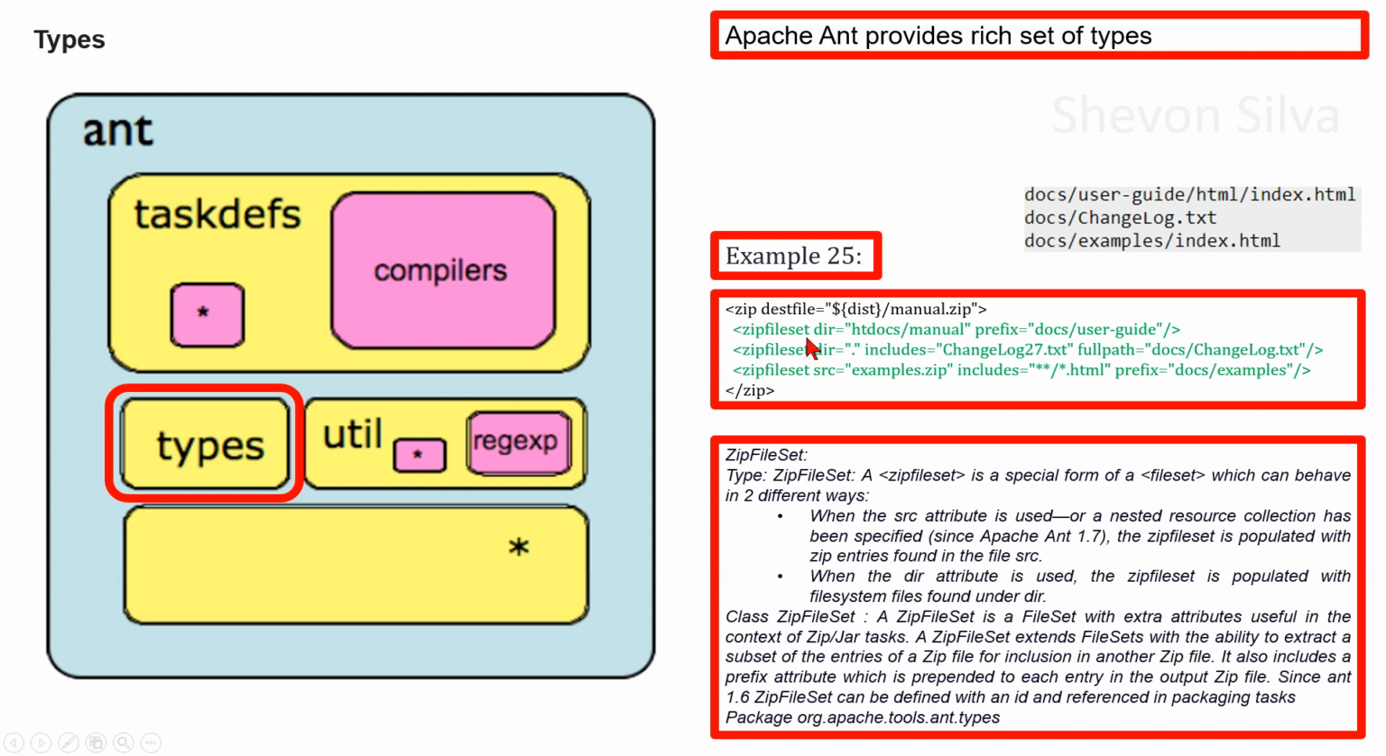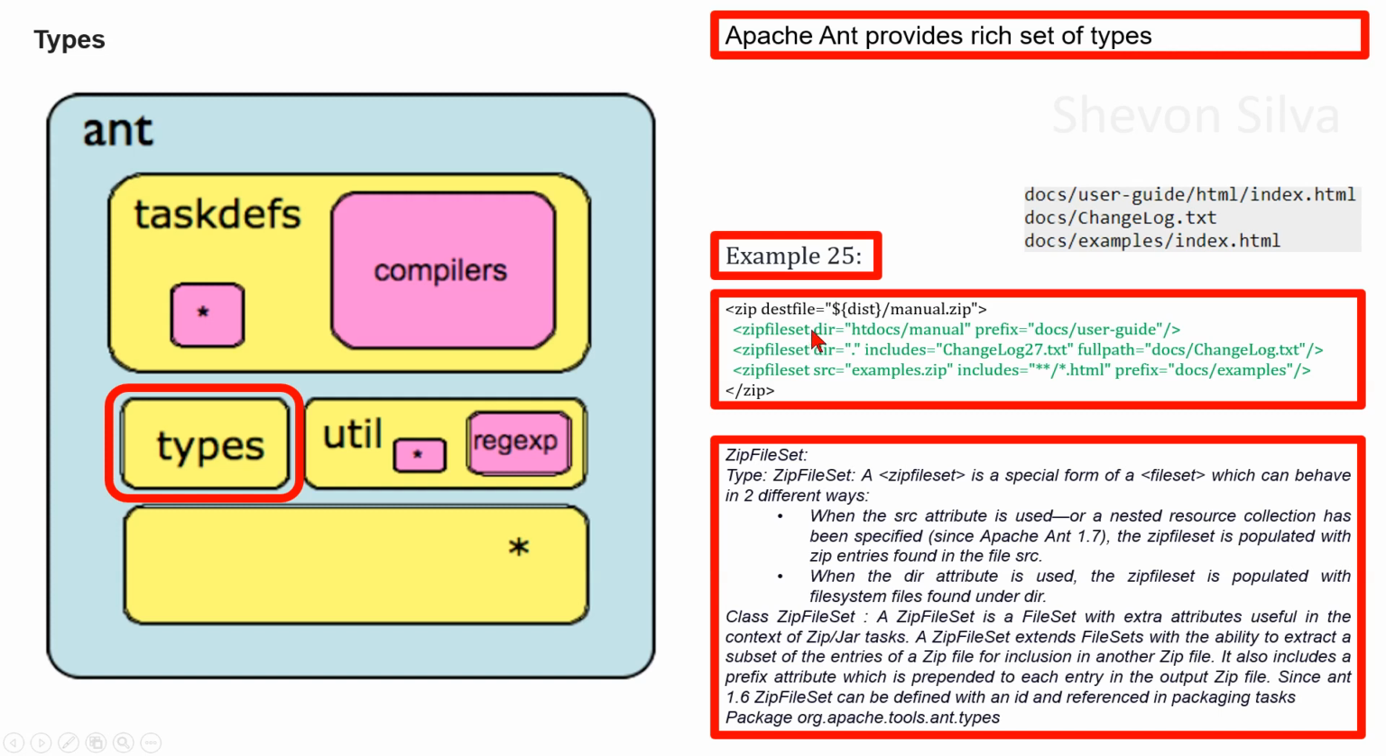Regarding API, we can consider ZipFileSet. A zip file set is a file set with extra attributes useful in the context of zip or jar tasks. A zip file set extends file sets with the ability to extract a subset of entries of a zip file for inclusion in another zip file. It also includes the prefix attribute, which is prepended to each entry in the output zip file. Since Ant 1.6, zip file set can be defined with an ID and referenced in the packaging tasks. This is in the package org.apache.tools.ant.types.